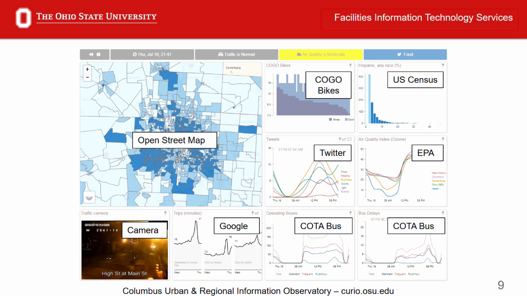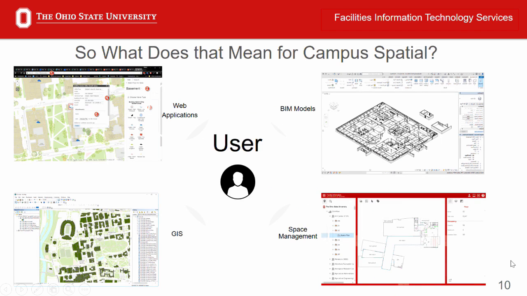So we can pull all of these things and throw them into a map, and it doesn't have to be a map, right? It can be graphs. It can be pop-ups. It can be all sorts of data that is easily accessible to people. So this is kind of where things are going. How do we link all of this great data that's out there? And then what does that mean for our campus, for our spatial campus users, for our universities?